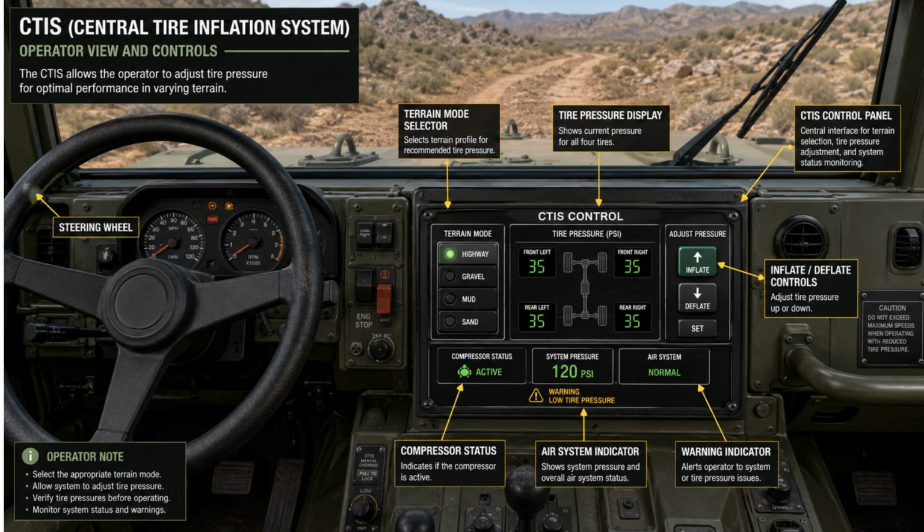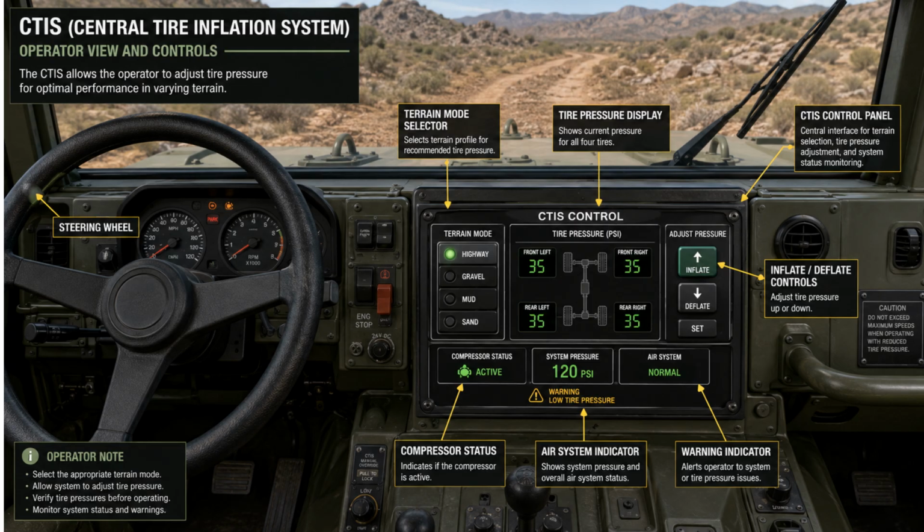This image shows the driver's view of a central tyre inflation system, or CTIS, integrated into the vehicle dashboard. At the centre is the CTIS control panel. The operator first selects a terrain mode, such as highway, gravel, mud, or sand. The system then identifies the appropriate tyre pressure setting for that operating condition.